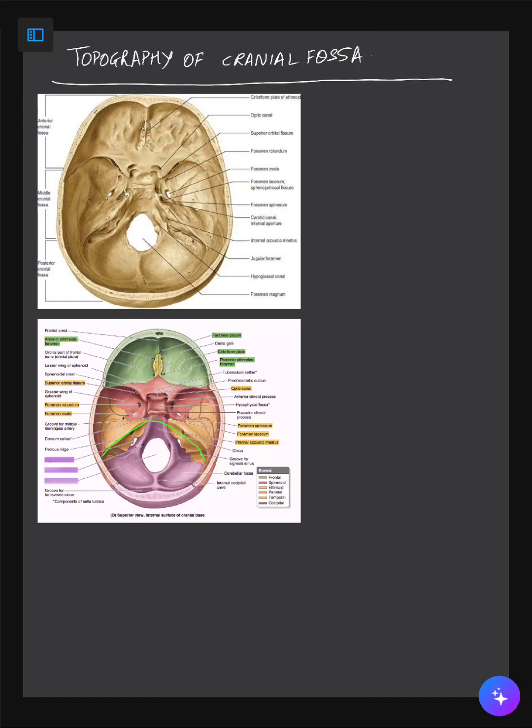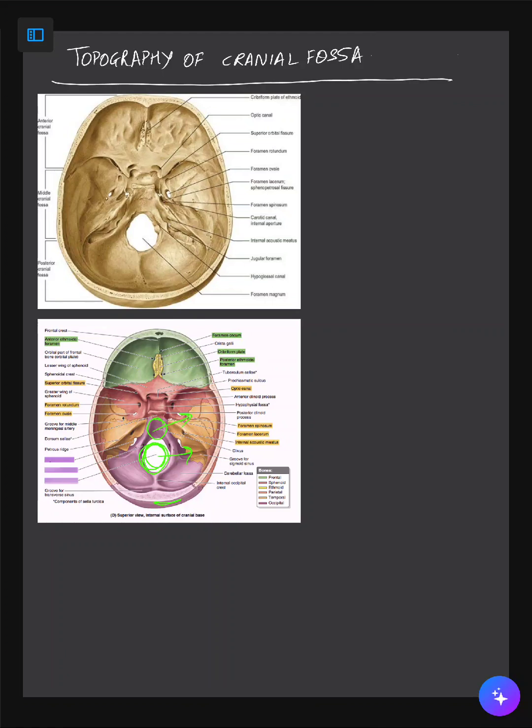Now, what is the floor? In the median plane, there are three parts: anterior, medial, and posterior. Anteriorly there is the clivus, medially there is the foramen magnum, and posteriorly the squamous part of the occipital bone.